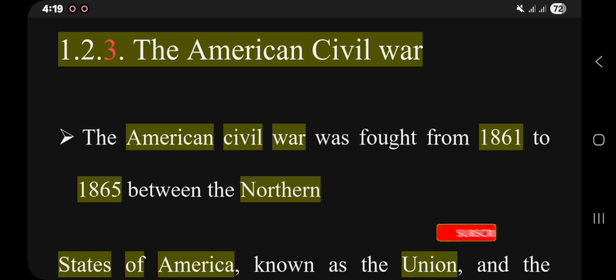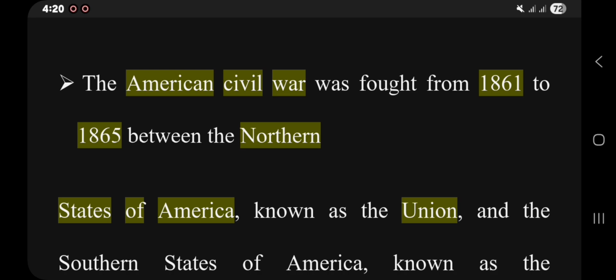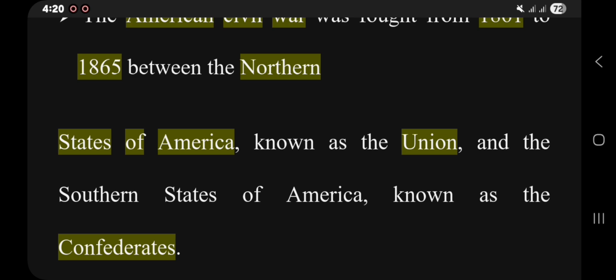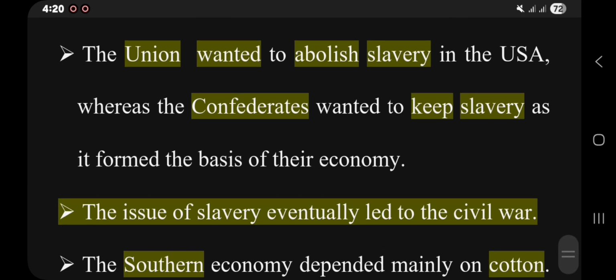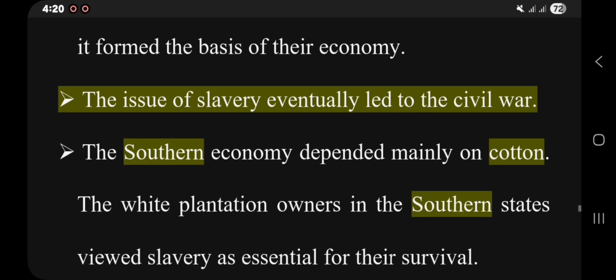Today's topic is Great History Unit 1, Part 4 about the American Civil War. The American Civil War was fought from 1861 to 1865 between the northern states of America, known as the Union, and the southern states of America, known as the Confederates. The Union wanted to abolish slavery in the USA, whereas the Confederates wanted to keep slavery as it formed the base of their economy. So, the issue of slavery eventually led to the Civil War.